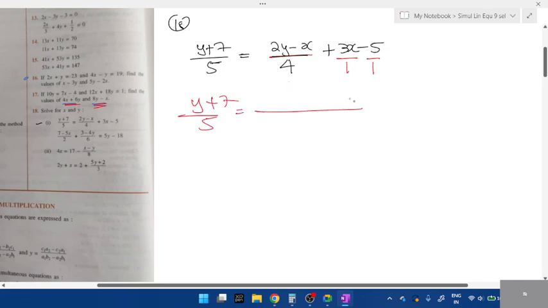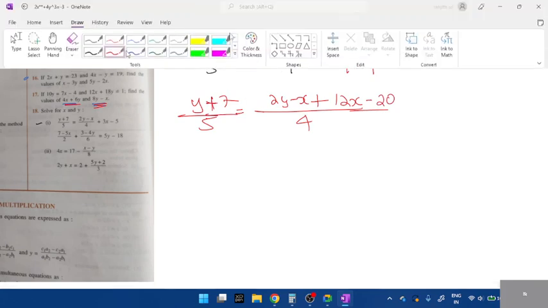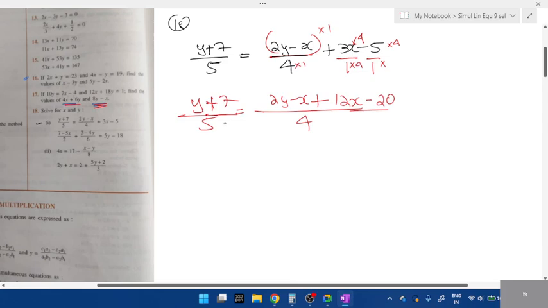Right hand side, what's the LCM? This entire thing into 1, into 4, and this one into 2y minus x plus 3. 4 5s are 20. Now, how many denominators are there, both left hand side and right hand side? Only one here and one here, right? So if there's only one denominator, cross multiply.